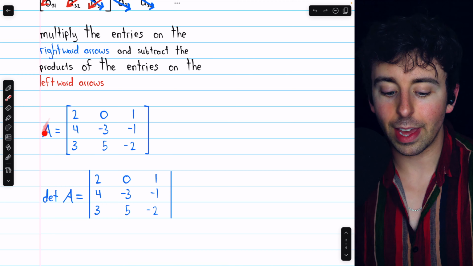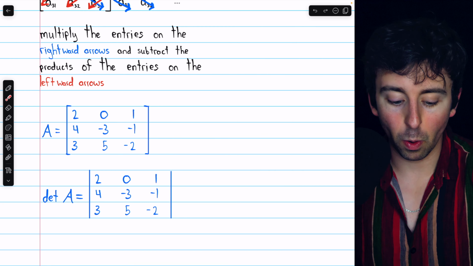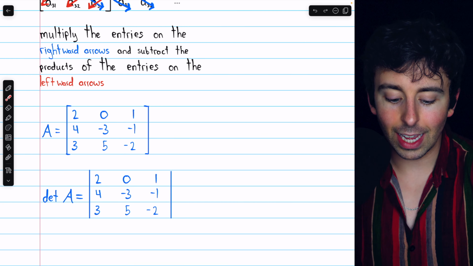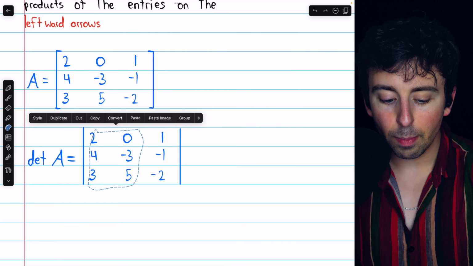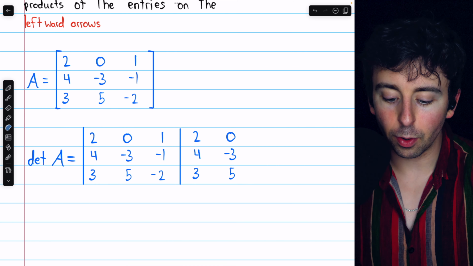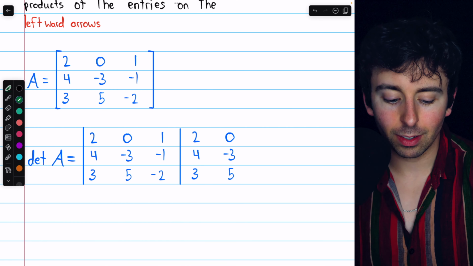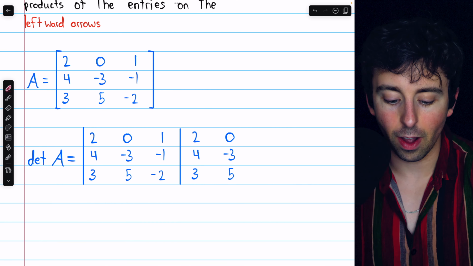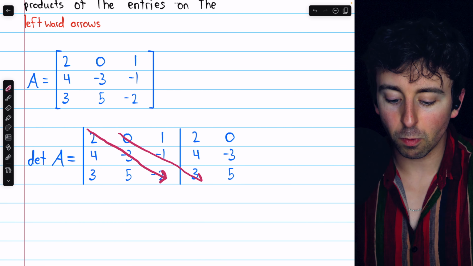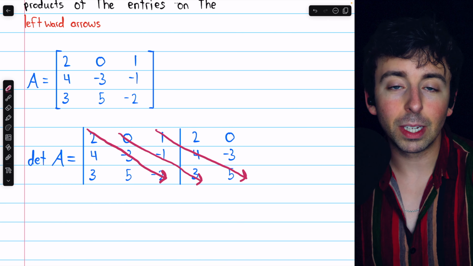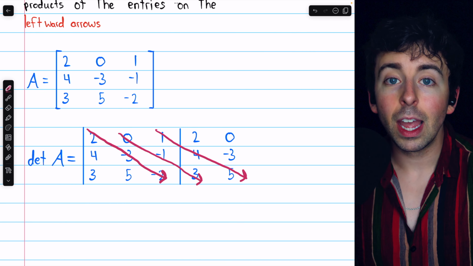So for example, with our matrix A, the same one as before, the determinant is notated like this, and we can find this determinant using the diagonal trick by first rewriting the first 2 columns to the right of the matrix. This just helps us organize our thoughts. And what we're going to do is calculate the products of these rightward diagonals and add them together. And then we will subtract the products of these leftward diagonals.